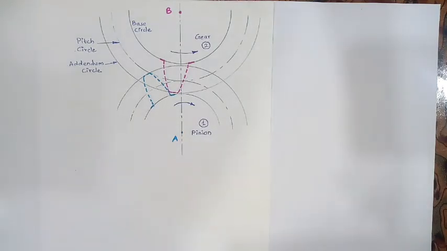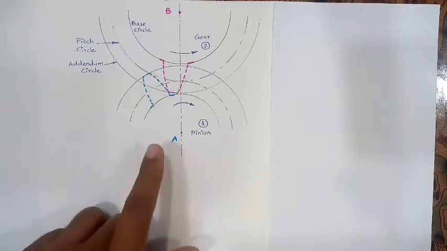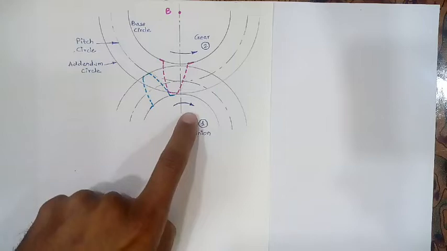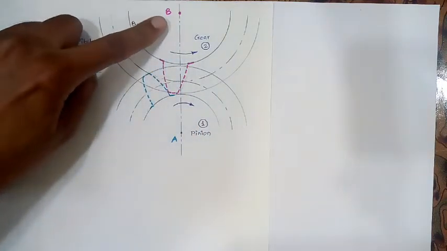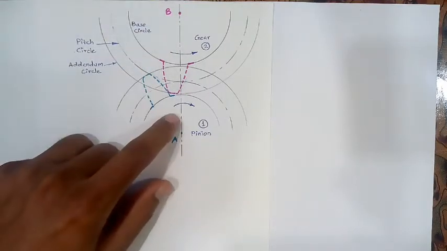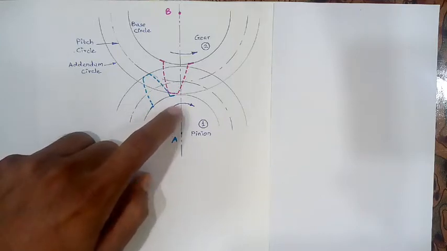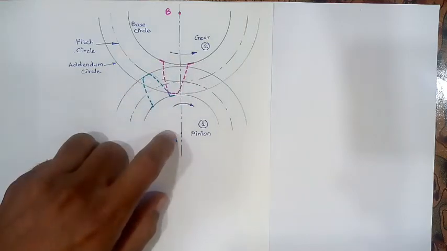So in this session we are going to discuss the line of action, the pressure angle and the path of contact. First of all, let us consider pinion 1, which is a driver and is rotating in clockwise sense, transmitting its motion to gear 2, which is rotating about point B. As both the gears are meshing externally, if pinion 1 rotates in clockwise sense, gear 2 will rotate in anti-clockwise sense.